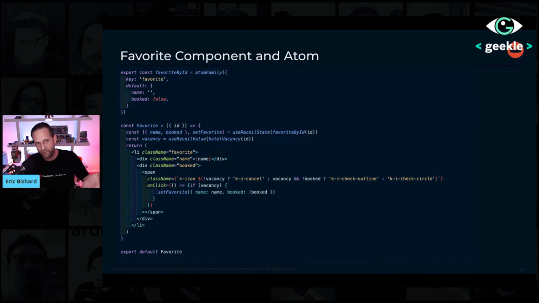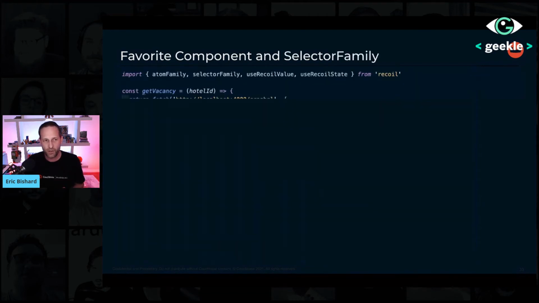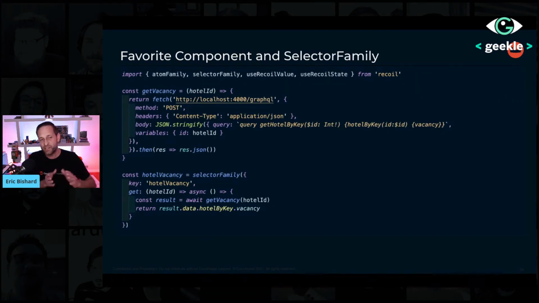Also, there's another thing here, vacancy, which has this useRecoilValue. Another thing I wanted to show you really quickly is how this is in the same file. It's just above the code that we just saw. Just like an atom family is a family of atoms, a selector family is a family of selectors. And even though I'm not really using any atom values in the selector family, I wanted to show a really simple way of how to do an async call in this selector family.